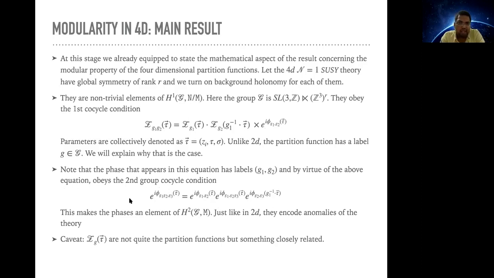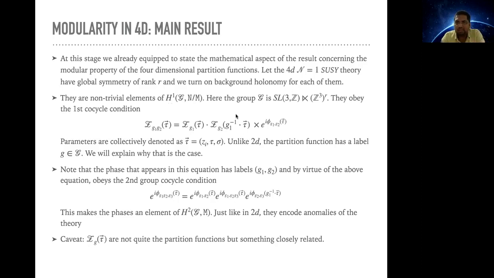Now there is a caveat in all this. The caveat is that the Z that I denote here, and the things that are going to be the non-trivial element of H1, are not quite the supersymmetric partition functions, but something very closely related to supersymmetric partition functions. Okay, so this is just the bigger picture, or the result that we want to get at.